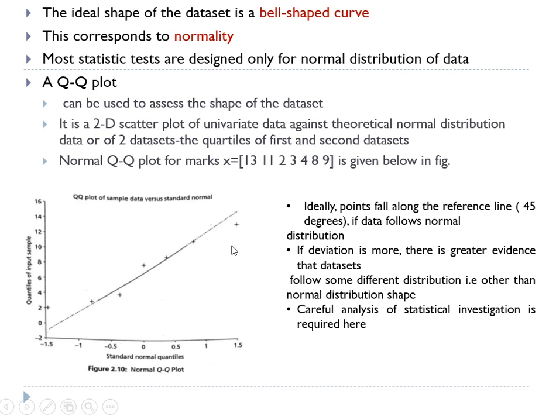Using the scatter plot, I have plotted my data sets, and I am comparing how much I am able to achieve normality. If the points are falling on this reference line of 45 degrees, it's a normal distribution. Some points are outside, and we call these the outliers, which are not really falling on the reference line. That is what we have to do with our data sets.